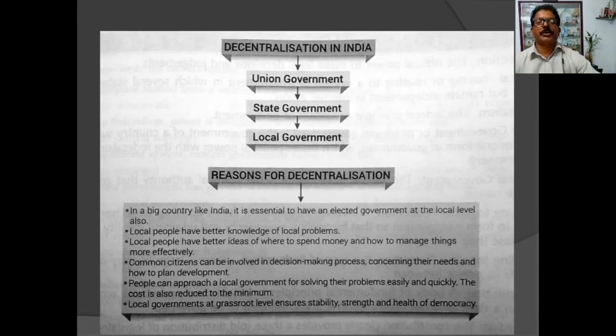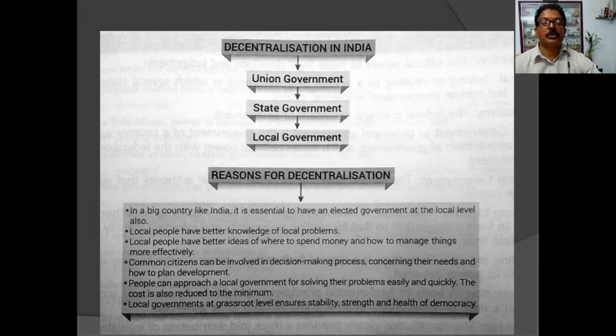Now let us come to the next question: decentralization in India. Decentralization means when the power is taken away from the central government and the state government and is given to the local governments, it is called decentralization. According to the recommendation of the Balwant Rai Committee, 1992, decentralization was introduced in India.